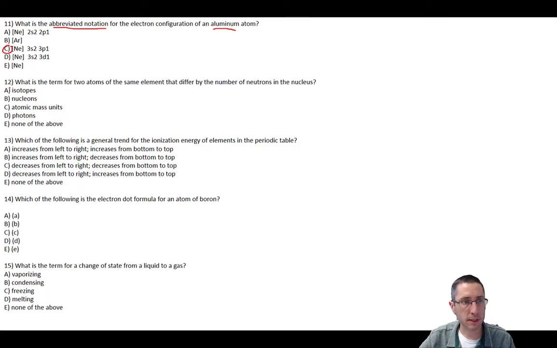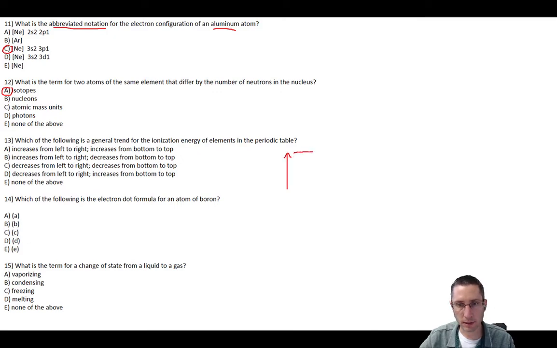12, this is just a definition from the slides. Isotopes are 2 atoms with the same number of protons, so they're the same element, but they have a different number of neutrons.